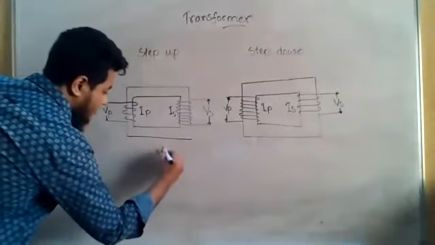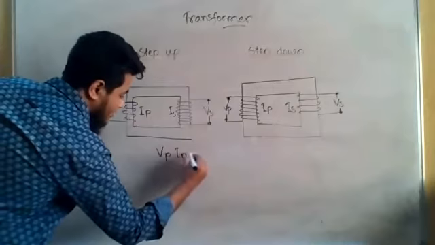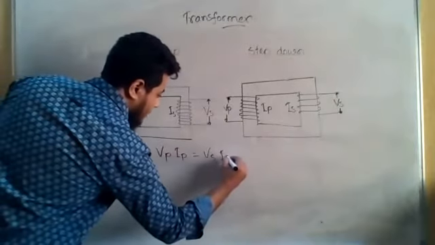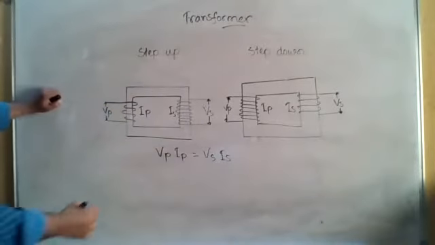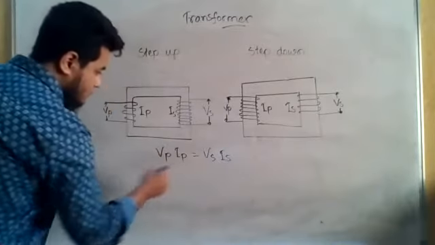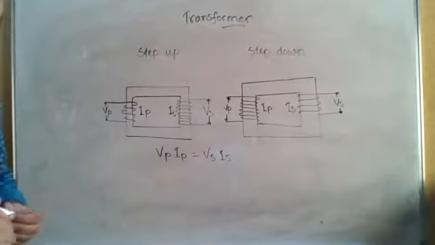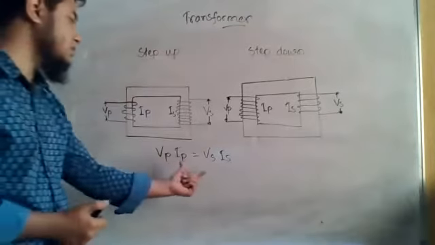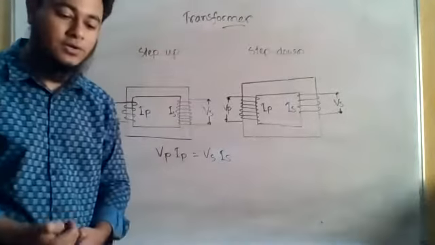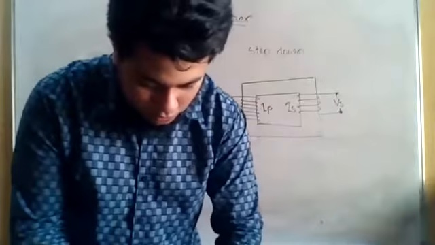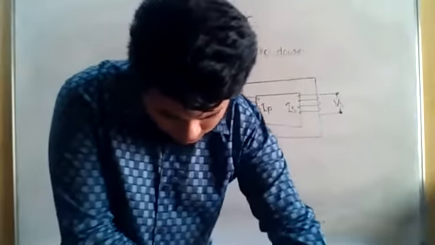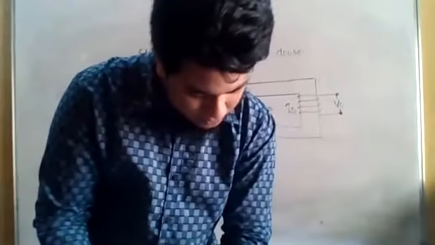So the relationship will be like this: EP IP will be equal to ES IS. Okay. So from this relationship, if you know any three quantities, then you can find out the other quantity. Okay. Now in your book, let me check whether there is any example or not.